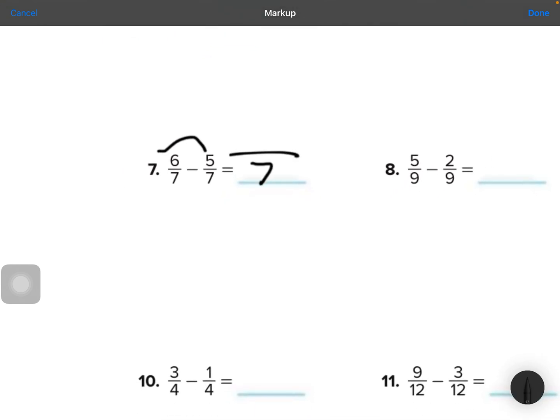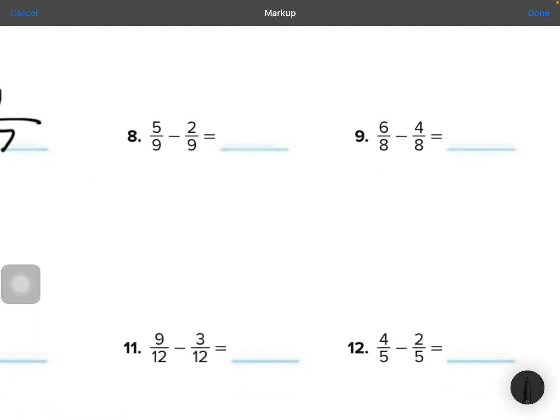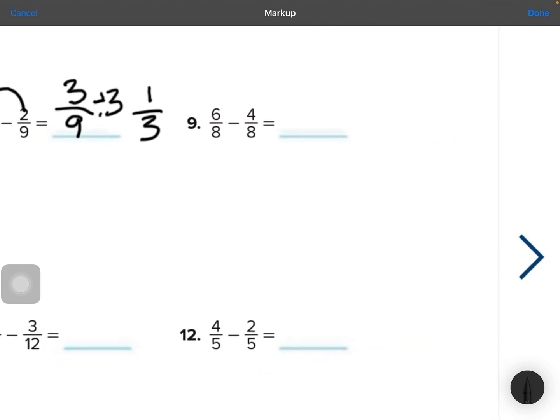Number 7. Bring that 7 straight across. 6 minus 5 is going to be 1. 1/7. Number 8. We bring that 9 across. 5 minus 2, the answer is going to be 3. Ooh, I can simplify that one. I can divide each of them by 3. 3 divided by 3 is 1. 9 divided by 3 is 3. So my answer is going to be 1/3 on that problem.